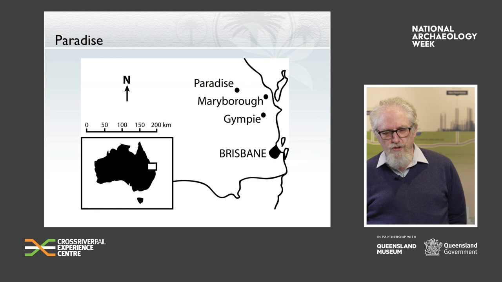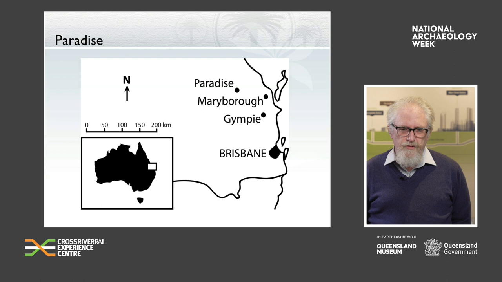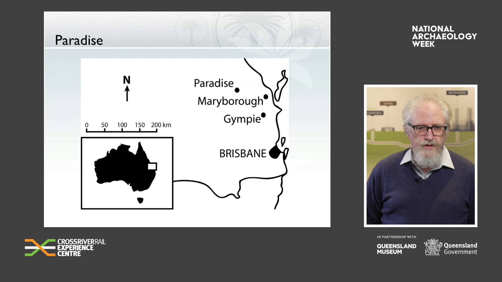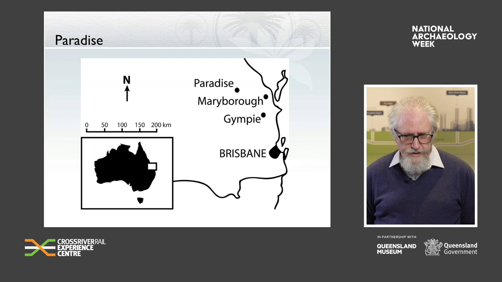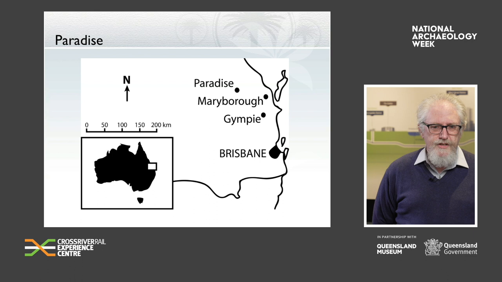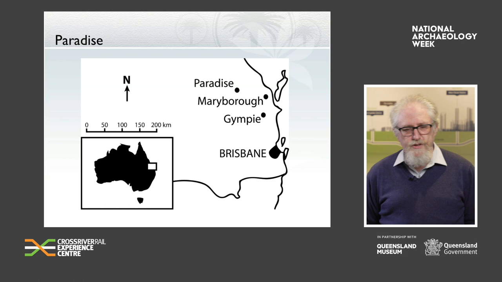Okay. The second site I want to talk about takes us out of Brisbane. It takes us north to inland from Maryborough on the Burnett River, the site of Paradise. This is the site of the Paradise Dam, which has been in the media in the last couple of years because of some issues with the dam wall itself. But prior to the construction of the dam, we did a large historical archaeological study of the township of Paradise because it was going to be flooded by the dam water.